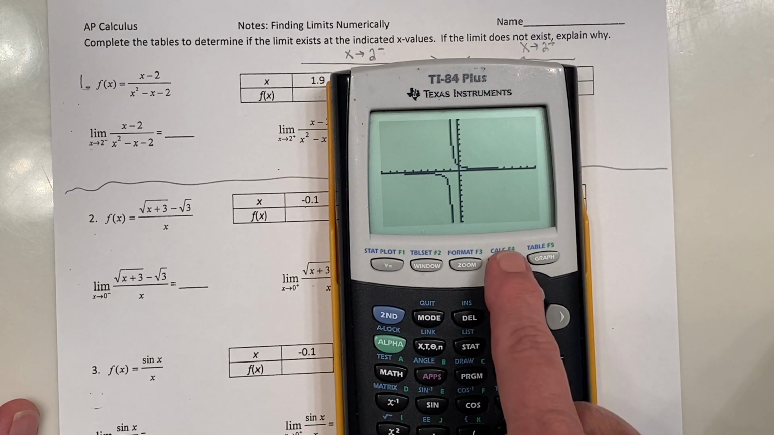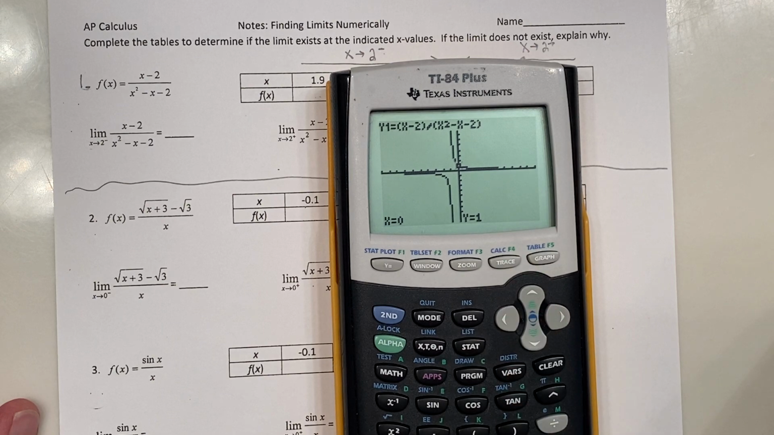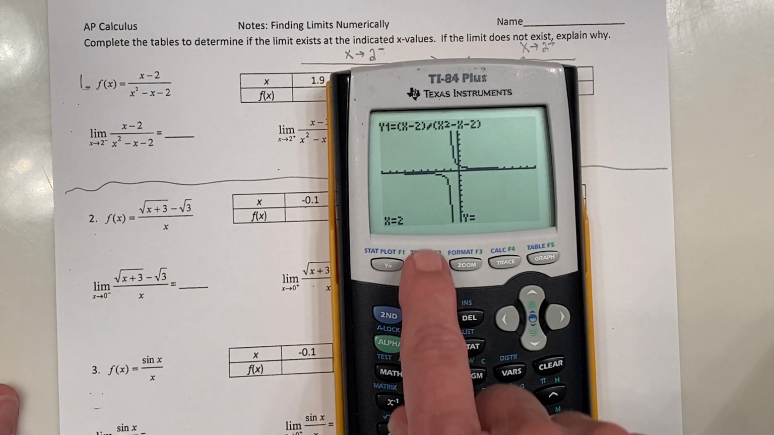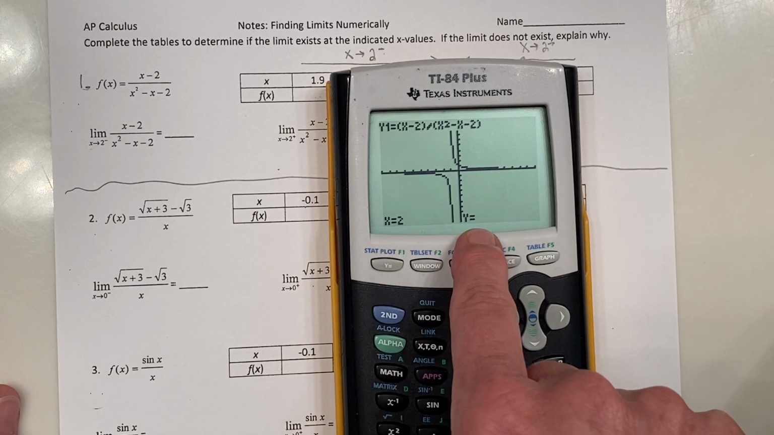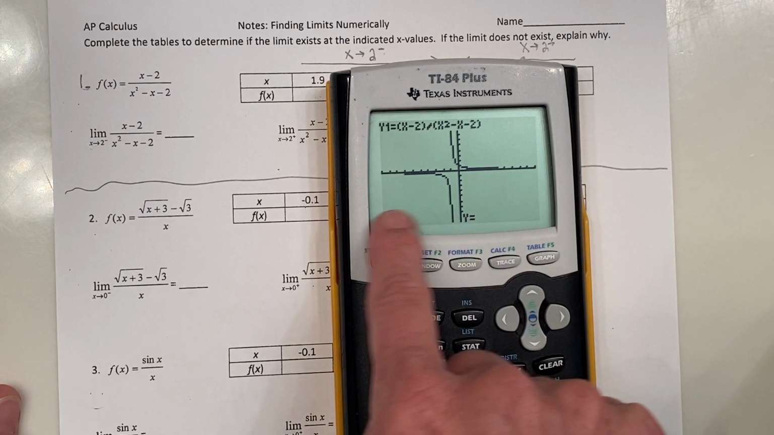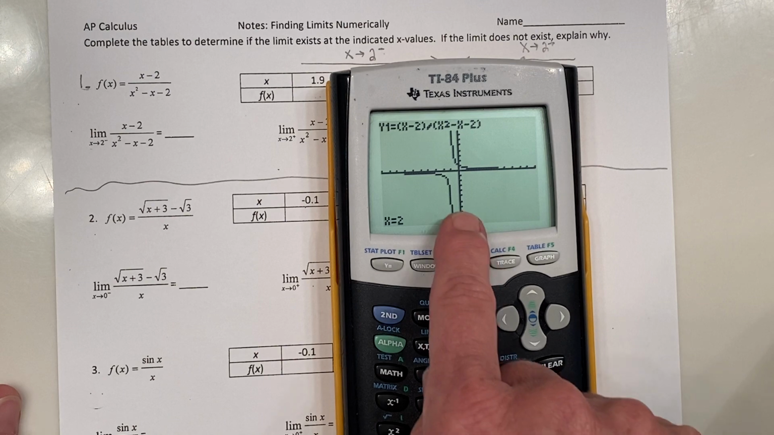I go, okay, well, let me hit the trace key. It's up here. And then I'm going to hit 2, and I'm going to hit enter. And notice that down here you have x equals 2, but y equals nothing. That tells you that we have a discontinuity when x equals 2.